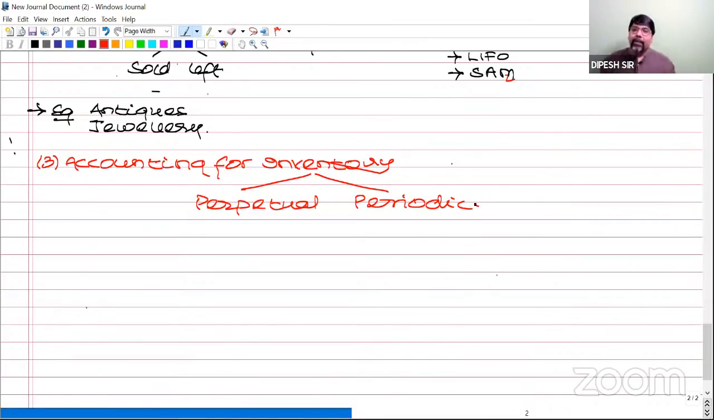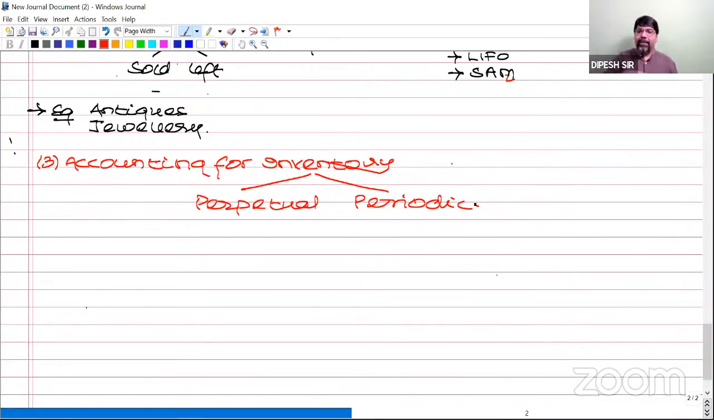Am I clear? So in perpetual, it is a continuous stock taking, records are maintained. In periodic, there is no continuous stock taking, records are not maintained. Fair enough. Second, since records are maintained, continuous stock taking is possible in perpetual. In periodic, continuous stock taking is not possible. Correct. In perpetual, every transaction of inflow and outflow of goods is recorded. In periodic, inflow and outflow of goods are not recorded.